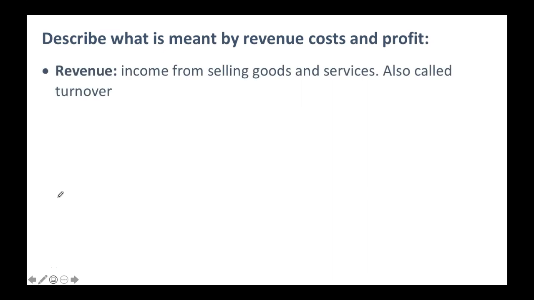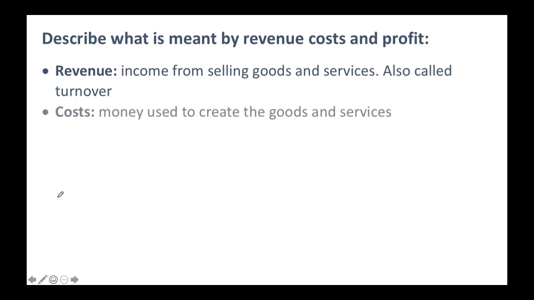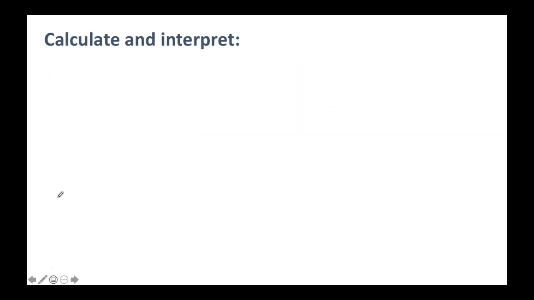Looking at revenue and costs as part of the finance section of the course. So a few definitions that we need to know. Revenue is the income from selling goods and services, also called turnover. Costs, this is the money used to create the goods and services. Profit is revenue minus costs. It's the reward for the entrepreneur, the owners.